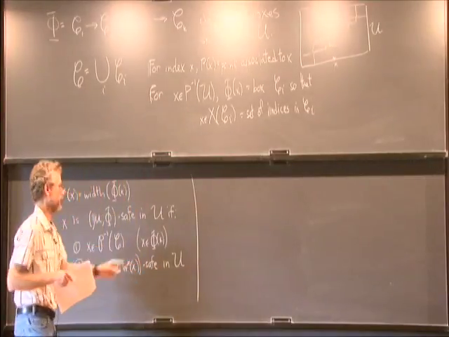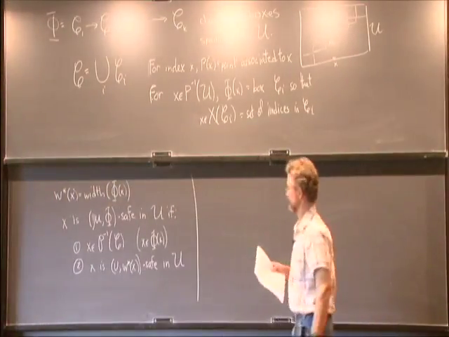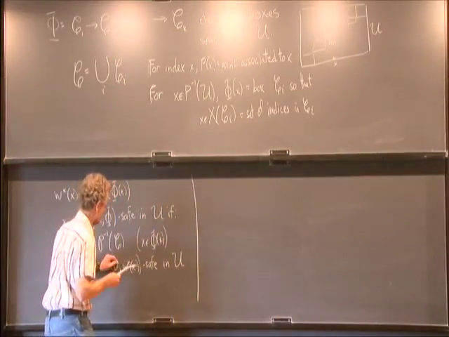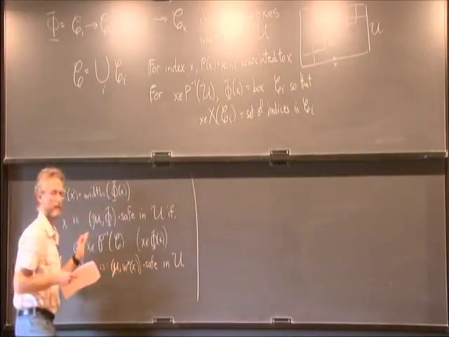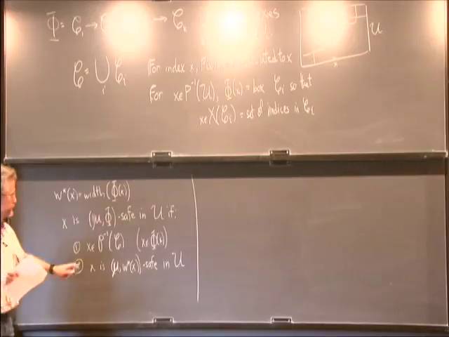I don't think I used the word safe before, but it's the word we use in the paper. Mu is a parameter. W star of X is the width of this box. Okay, good. So what is that?